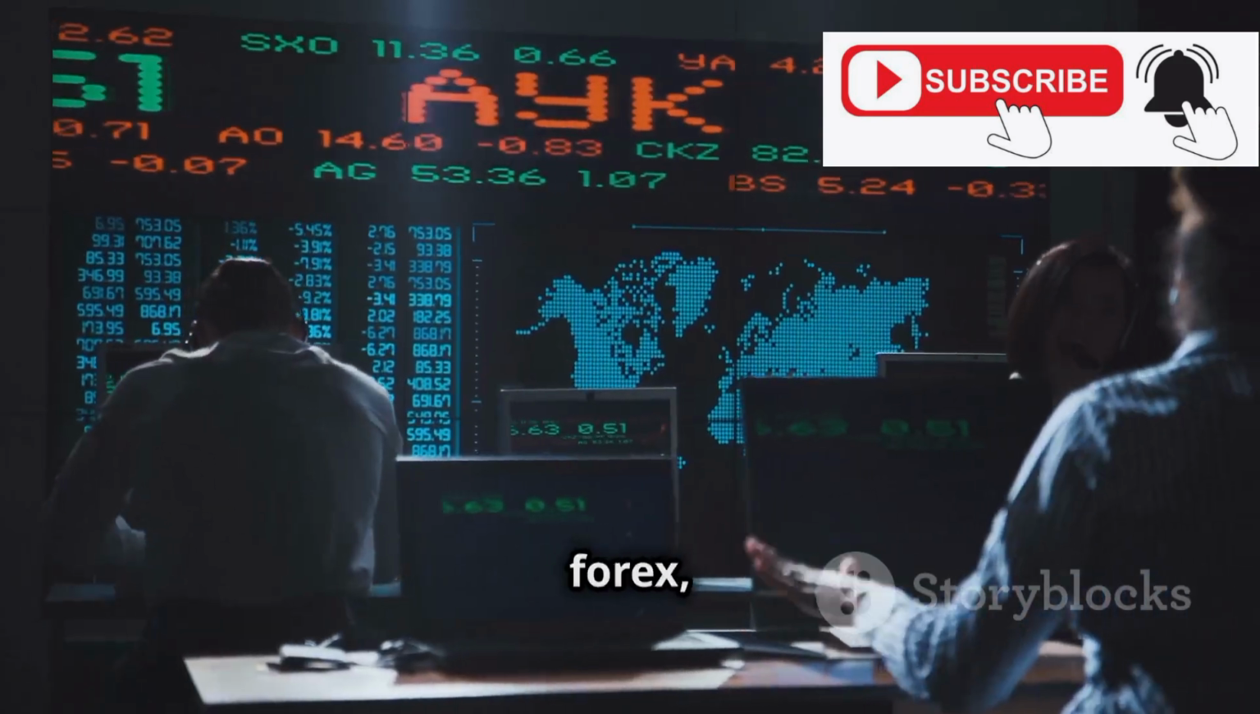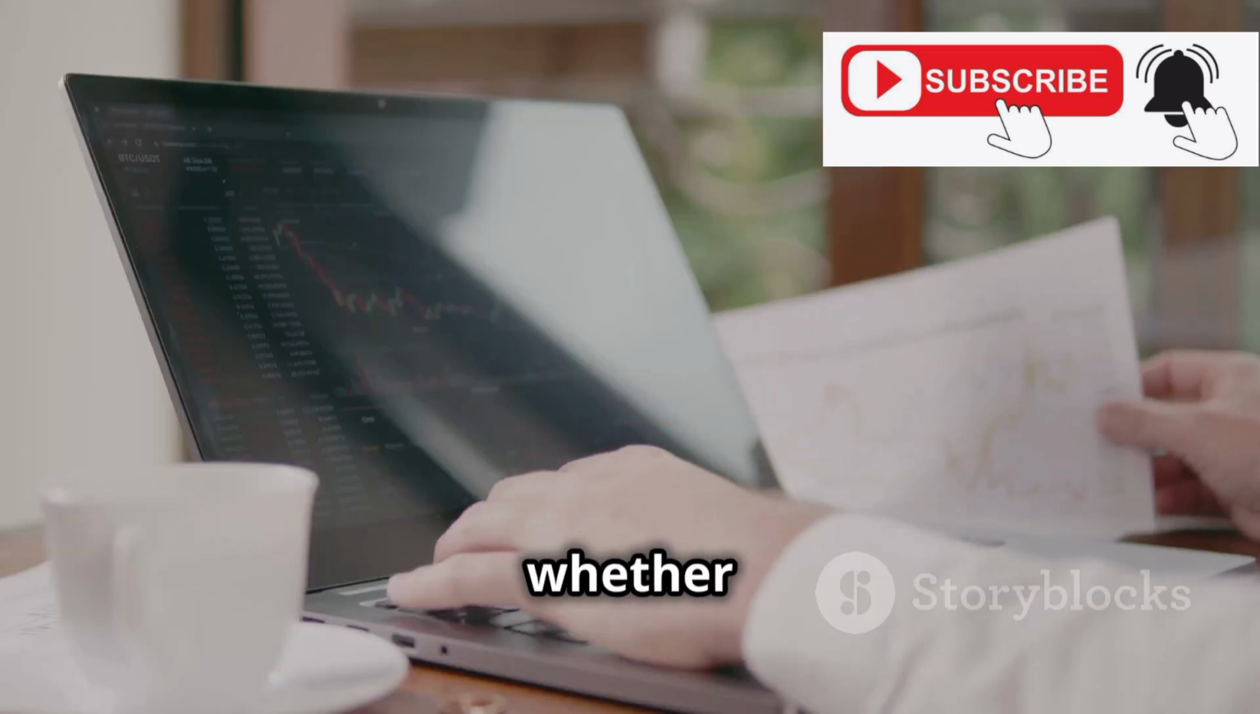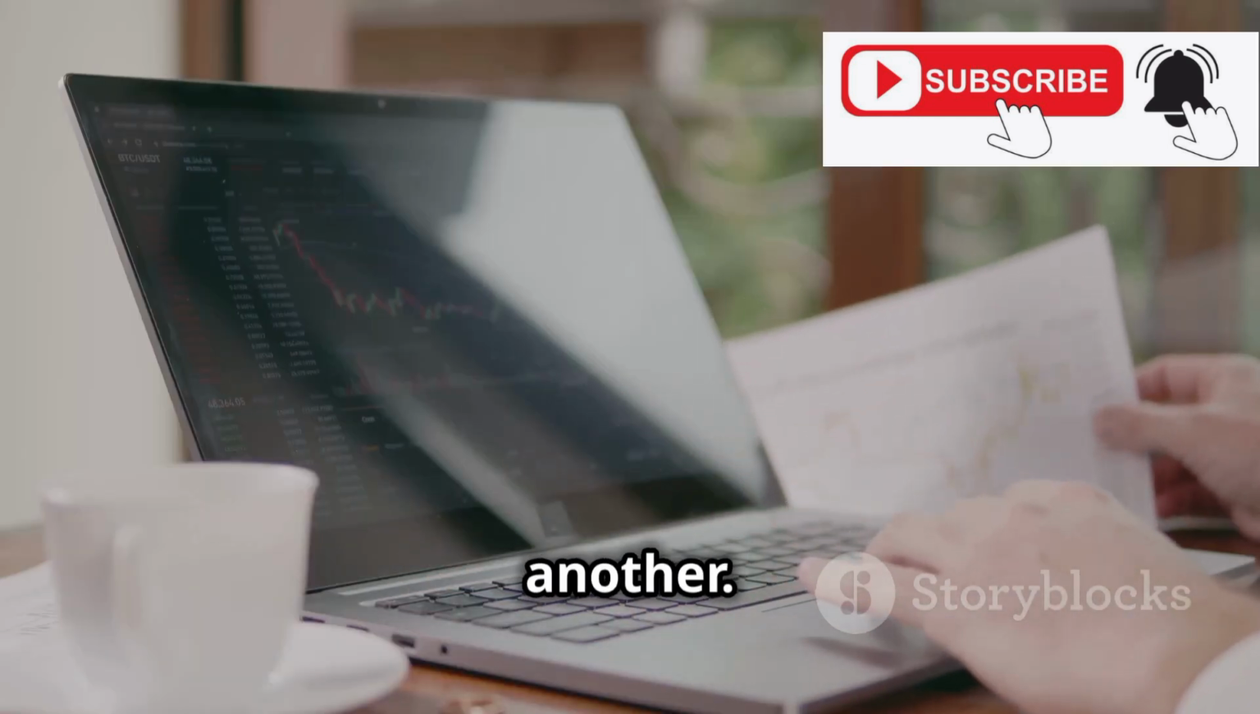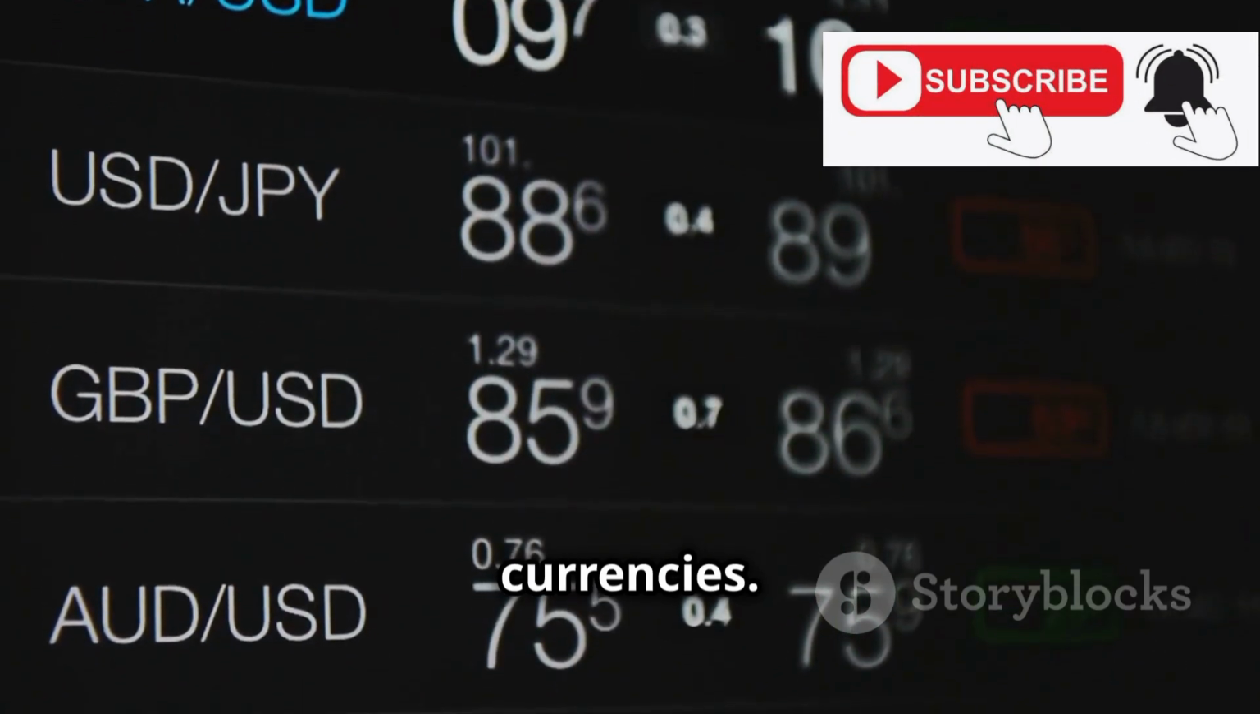In the massive world of Forex, you're not just exchanging vacation money, you're trying to make a profit by predicting whether one currency will rise or fall against another. It's like betting on your favorite sports team, but instead of teams, you have currencies.